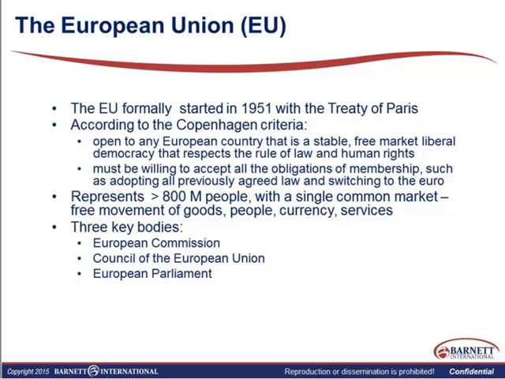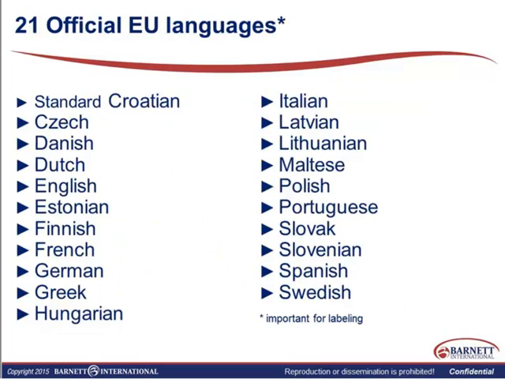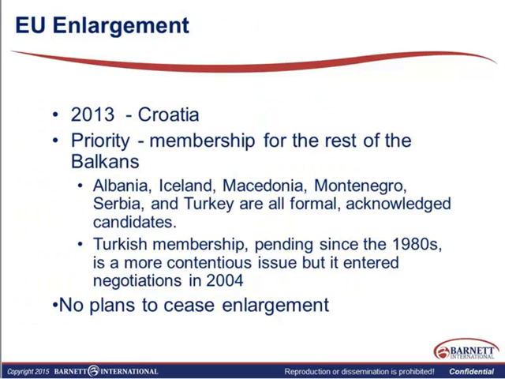There are three key bodies in the EU: the European Commission, the Council of the EU, and the European Parliament. There are 28 member states currently. I think the last one to join was Croatia. I could be wrong. The bolded states were the original member states, the ones that first started. There are 21 official EU languages. It's important to know about these for labeling, which we will talk about later, which is why I point them out. So 28 member states, 21 official languages.